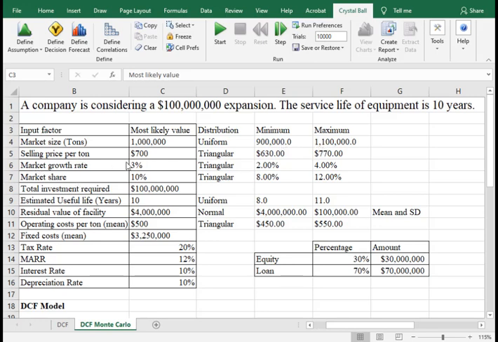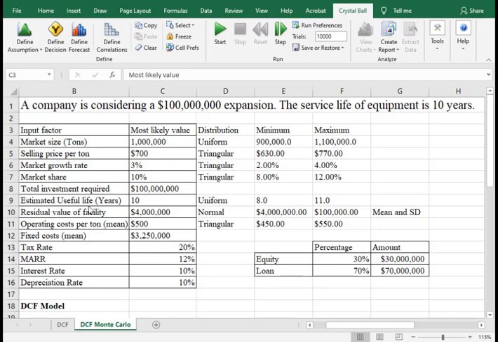Similarly, selling price per ton will vary with triangular distribution with the minimum value of $630 and maximum value of $770. Similarly, market growth rate will vary with most likely value of 3% and it follows triangular distribution with minimum value of 2% and maximum value of 4%. Similarly, market share of the company will vary following triangular distribution with minimum value of 8% and maximum value of 12%. And the estimated useful life of the service will vary with the uniform distribution with minimum value of 8 and maximum value of 11.